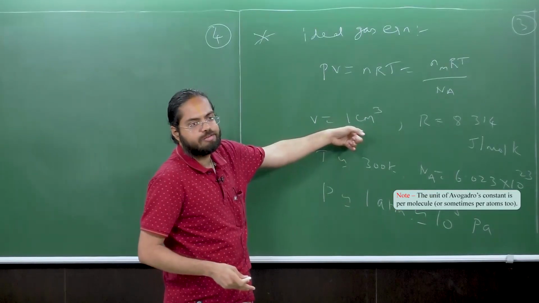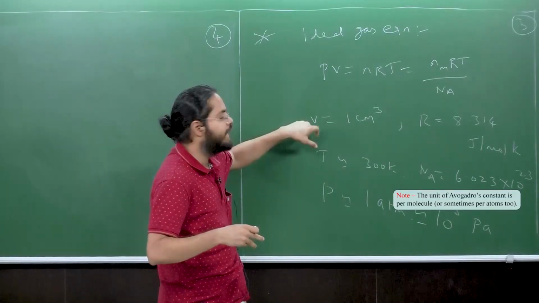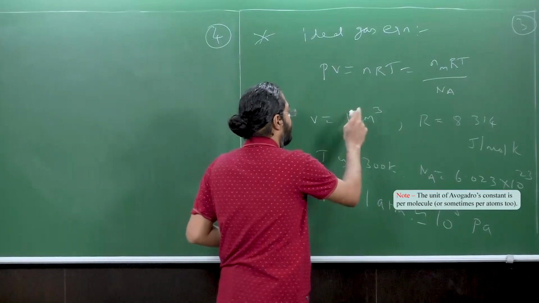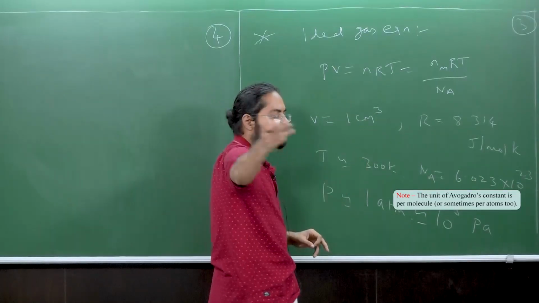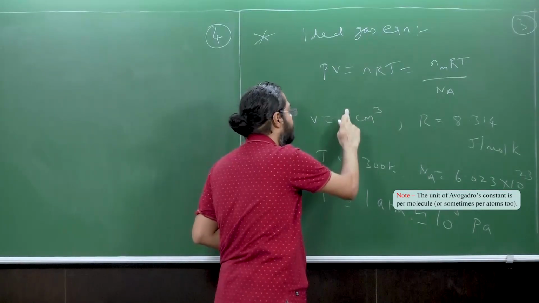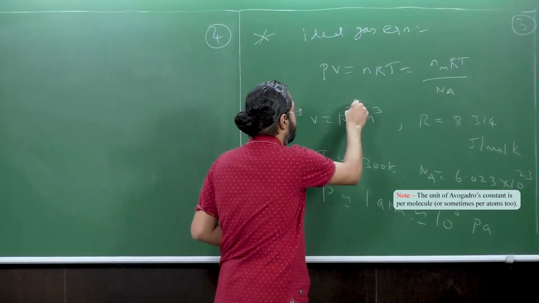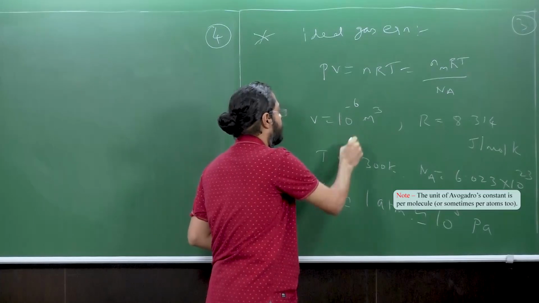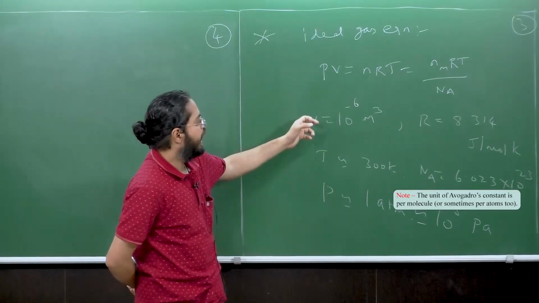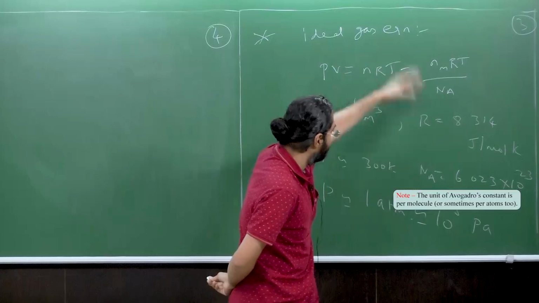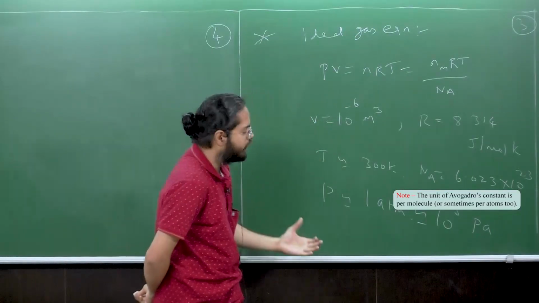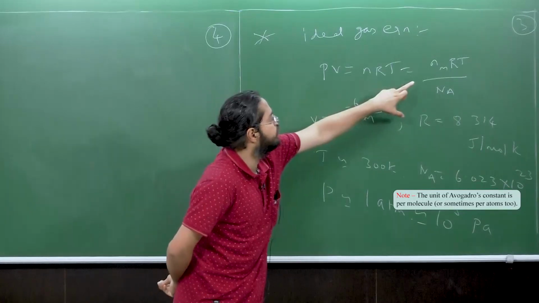And how many centimeters is a meter? The SI unit of length is meter, and for volume is meter cube. So 1 centimeter is 10 to the power minus 2 meters. So there's a factor of 3 here. So this is going to be 10 to the power minus 6 meter cube. Correct? Okay. And then we have the Avogadro's constant. Everything else is set. So we can now use a uniform unit system to calculate the number of moles.